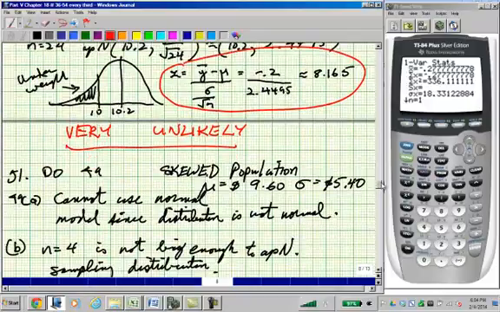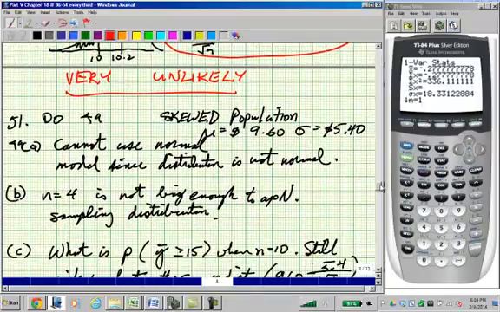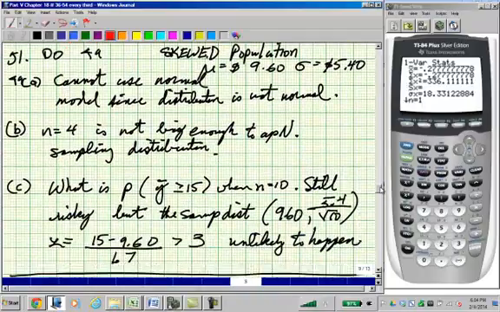Okay, 51. Okay, first we got to do 49. Skewed population. Mu equals 9.6, sigma equals 5.4. A, cannot use a normal model since the distribution is not normal. Okay. B, n equals 4 is not big enough for an approximately normal sampling distribution.